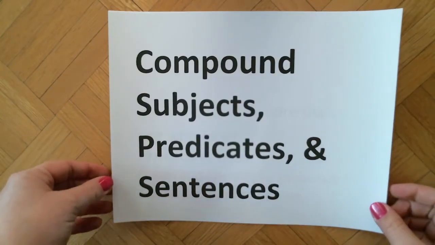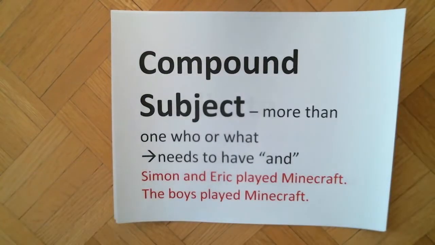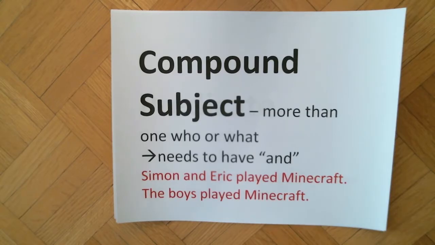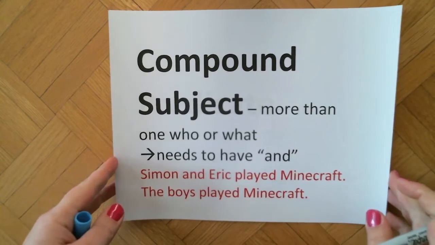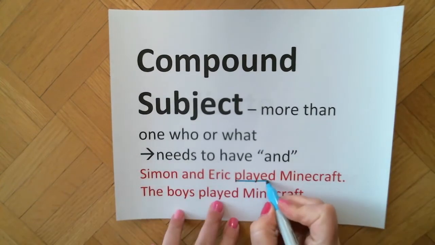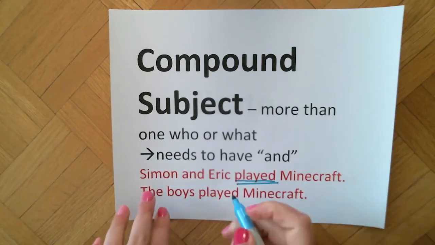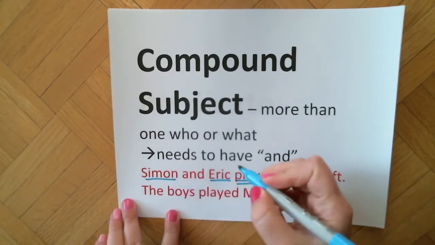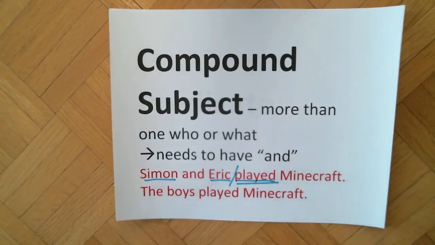What is a compound subject? Well, a compound subject is when you have more than one who or what in your sentence. It needs to have an and. For example, Simon and Eric played Minecraft. Once again, let's look at subjects and predicates here. I'm going to find my verb first. Played is my verb here. Who played? Simon and Eric played. If I think to myself, I have two words, I can only have one word in my simple subject. This is the exception to it.